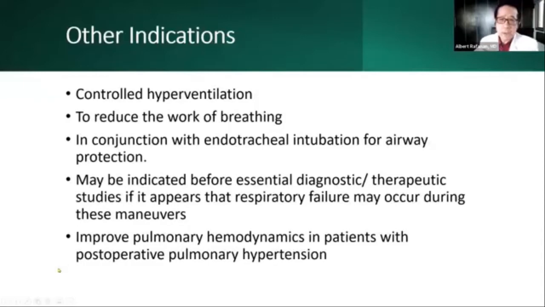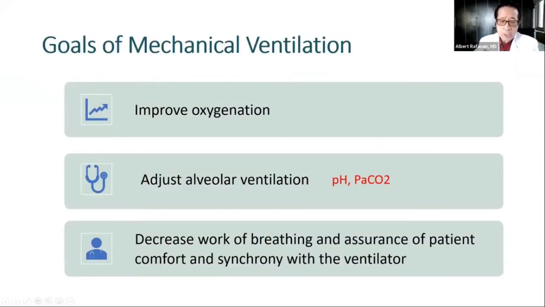And lastly, we sometimes put them on mechanical ventilation to improve the pulmonary hemodynamics in patients with post-operative pulmonary hypertension. So when we put somebody on a mechanical ventilator, they should be comfortable after you put them on. They should not be struggling for breath. The goals of mechanical ventilation are, one, improve the oxygenation. Second, adjust alveolar ventilation, that is, we look at the PaCO2 and the pH. And decrease the work of breathing and ensure patient comfort and synchrony with the ventilator.